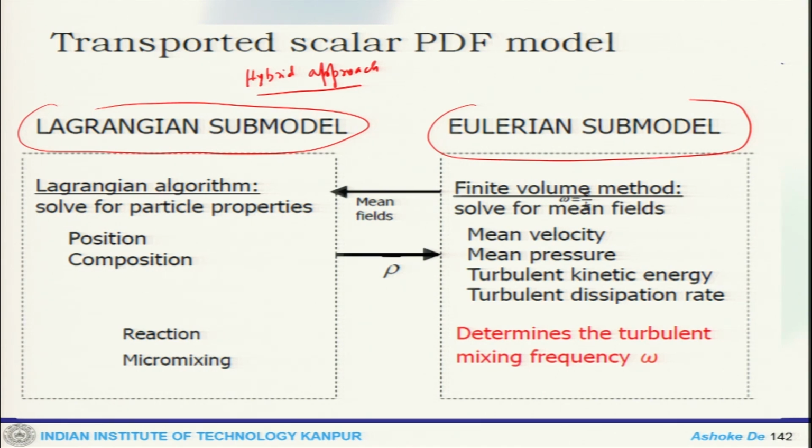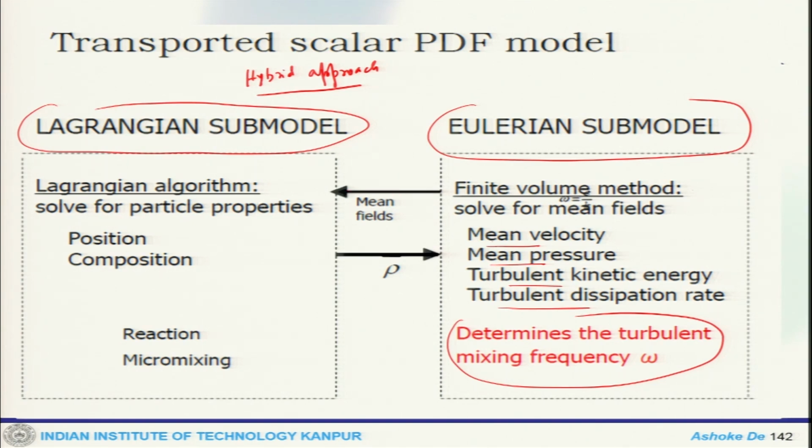In your Eulerian submodel, you have a finite volume method to solve for mean fields, which will solve mean velocity, mean pressure, turbulent kinetic energy, and dissipation rate, and you can determine the turbulent frequency from here, which is essentially epsilon by k. This is solved in your Eulerian framework, and this particular set of information you send back to the Lagrangian framework or Lagrangian submodel.